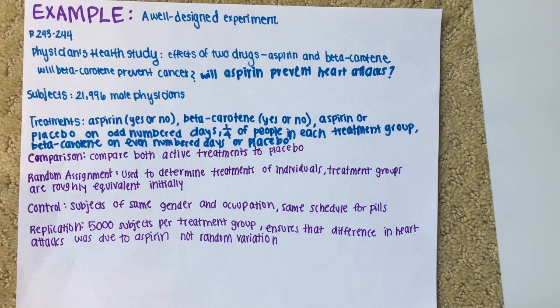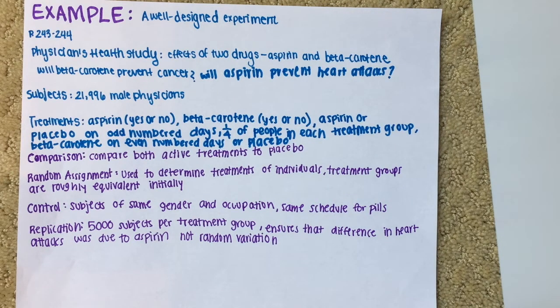And the treatments were whether or not they received aspirin, and whether or not they received beta-carotene. On odd number days, the people either received aspirin or a placebo, which is again a sugar pill. And on even number days, they either received beta-carotene or a placebo. And so the entire group was split evenly among each of the four treatment groups.